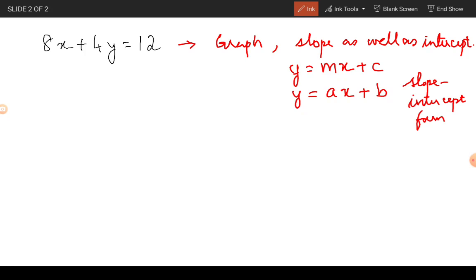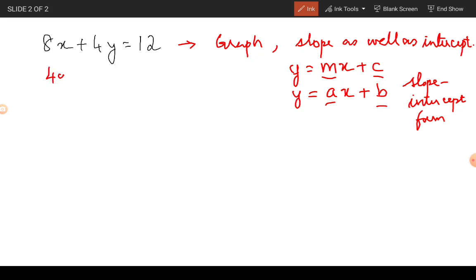The coefficient of x, that is the parameter that comes along with x, is the slope, and the constant that comes in this form would be the intercept. And remember, here intercept means y-intercept, or where the function crosses the vertical y-axis. But in this question they have asked you to graph it, so let us proceed with graphing. To make it easier, I am going to convert it into y equals mx plus c form. So let's see how we go about it.